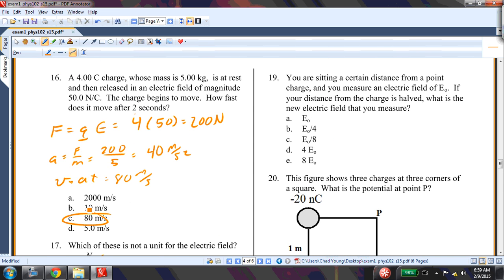You're sitting a certain distance from a point charge. You measure a field of E naught. The distance from the charge is halved. What is the electric field? Well, if you get closer, your electric field is going to get bigger. So KQ over R squared, if I halve this, I get a factor of 4 over here.